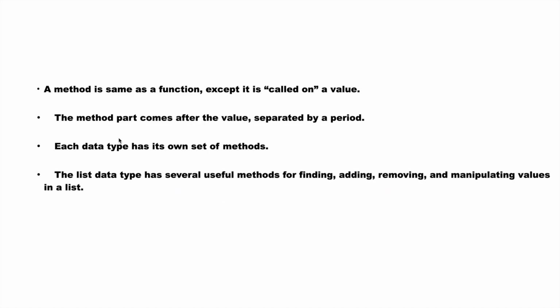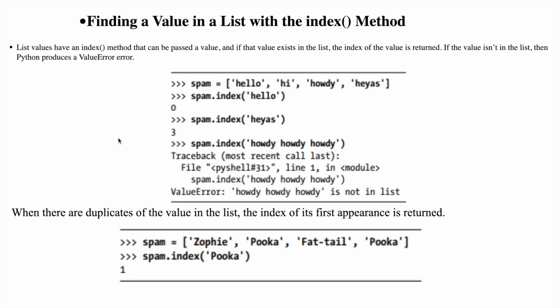Every data type has methods. For example, string has some methods, integer has some methods. In the same way, list also has some methods. Using those methods, you can change, modify, remove, or add values. So you can do whatever you want in a list by using these methods. Now, what are those methods?